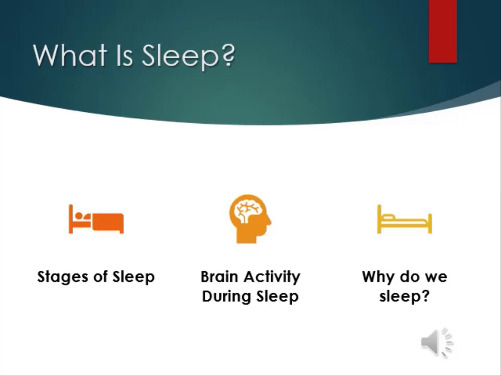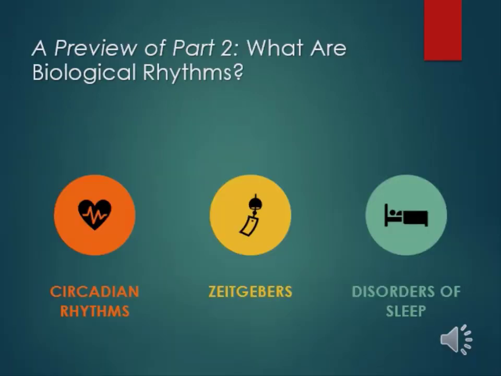In this lecture, we're going to be addressing the question of what is sleep. In the process, we'll cover the stages of sleep, what brain activity looks like during sleep, and answer the age-old question of why do we sleep in the first place. In part 2 of this Sleep and Biological Rhythms lecture, we will discuss circadian rhythms, Zeitgebers or timekeepers, and also explore disorders of sleep.